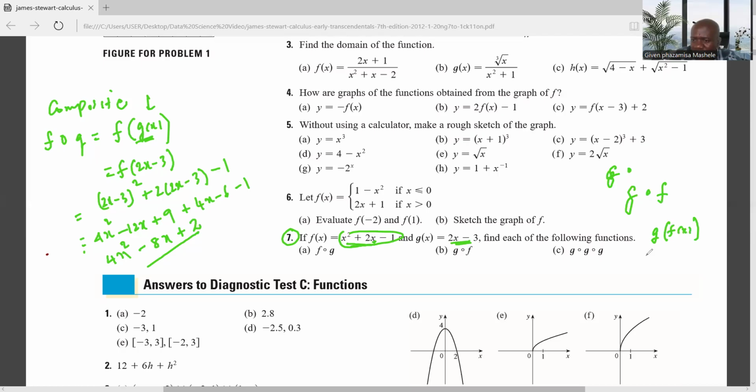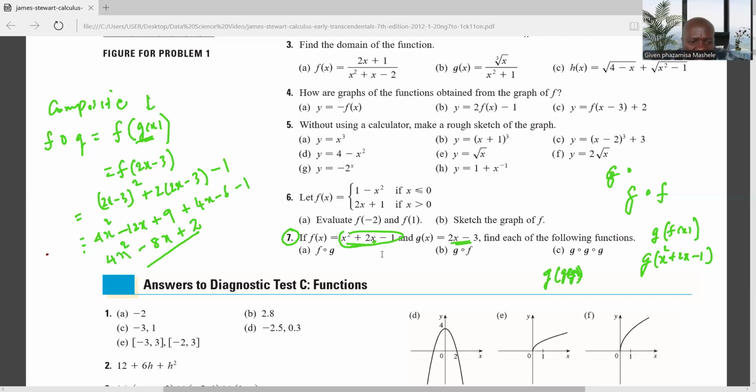So it means here we're going to put x squared plus 2x minus 1. So it means we do the same. So this one is g of g of another g. So it's several times, g of g of another g inside. So these are the things that you need to know or familiarize yourself with.